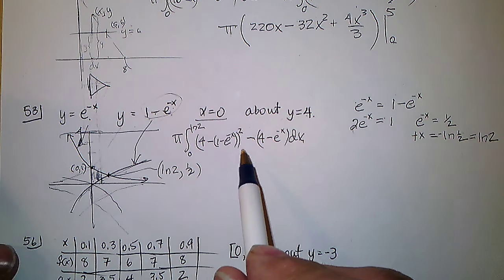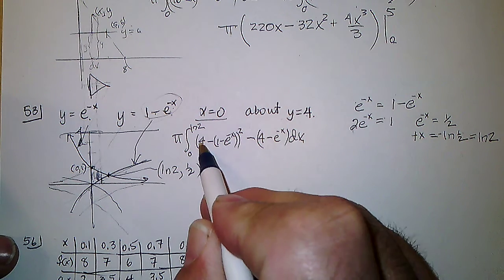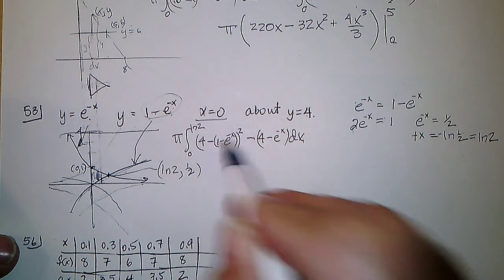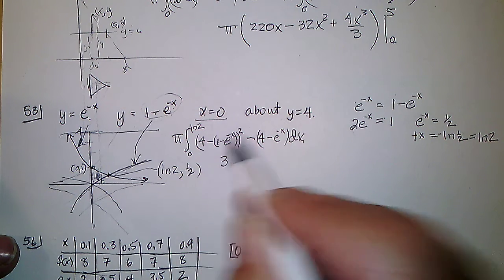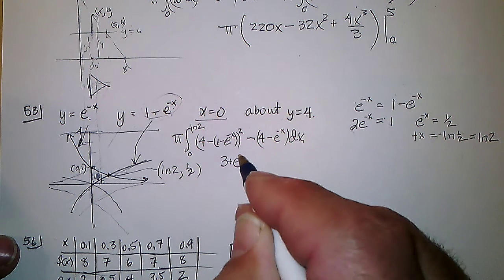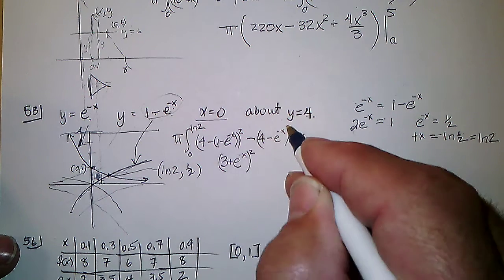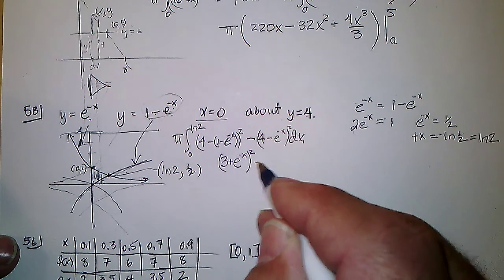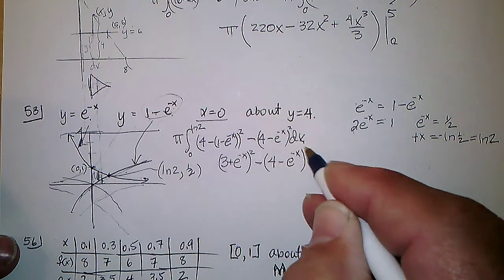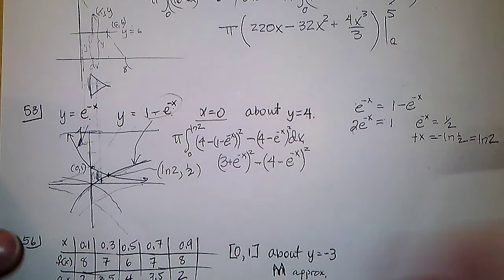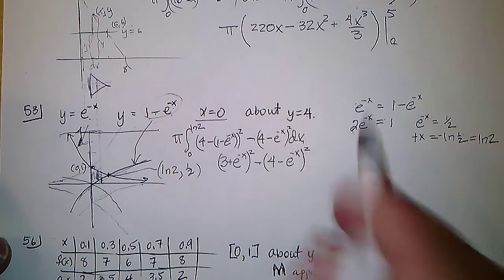Okay. So we have 4 minus 1 is 3. And then minus a minus is plus e to the negative x that we have to square. Oh, and this is squared. And then this is going to be minus, and we're going to have 4 minus e to the minus x squared. And I haven't done the integral. I'm just simplifying, and I'm just going to continue with the simplification here.